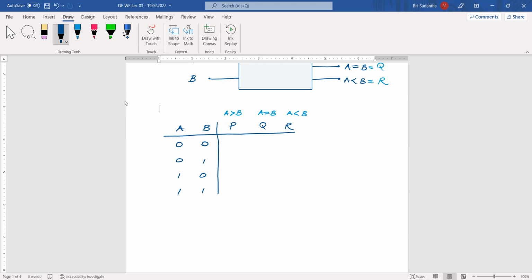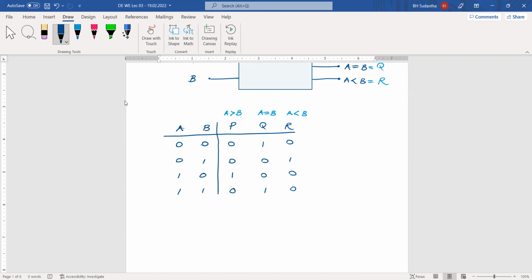Like this. Then 0, 0. A0, B0. Then both are equal. Both are equal means here Q should be 1, P0, R0. Okay, this one A0, B1. Then that is A less than B. Then this should be 1 and this should be 0, 0. A1, B0. That is A greater than B. Here 1, 1 means A equals B. 0, 0.